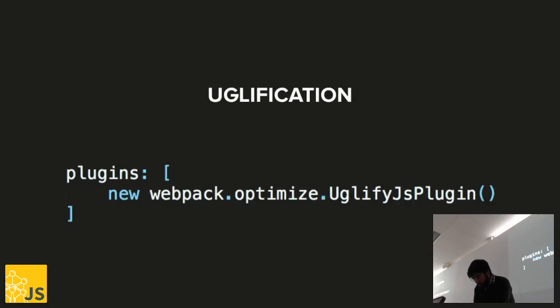So there's this uglification plugin built right into Webpack. It's called webpack.optimize.UglifyJsPlugin, and it supports all of the options available for UglifyJS. So you can just pass them into that function, and it will work fine. You just need to specify this one line, and you'll have a minified version of your bundle right away.